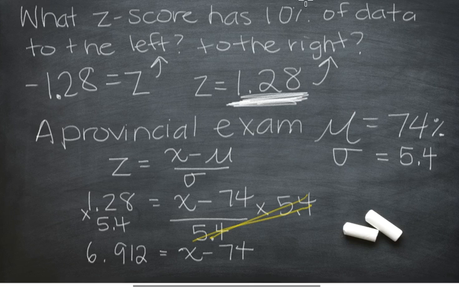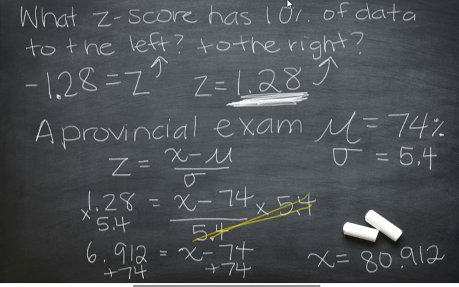Okay. So then we're left with x minus 74 is equal to 6.912, which again we could just get from multiplying. So since we've got x minus 74, we need to do the opposite. We need to add 74. I'm going to run out of room, so over here I'm going to wind up with x equals 80.912. So if we rounded that, you would need to get 81% on the exam in order to score in the top 10% of people who write the exam.